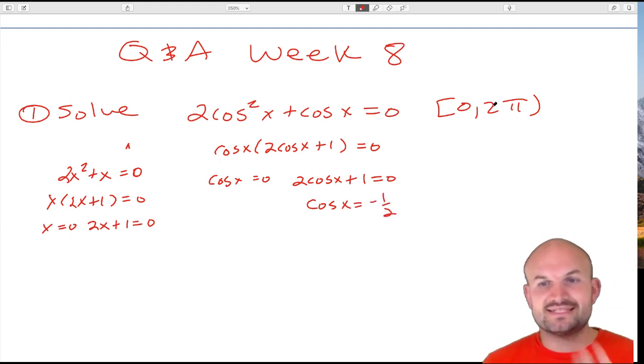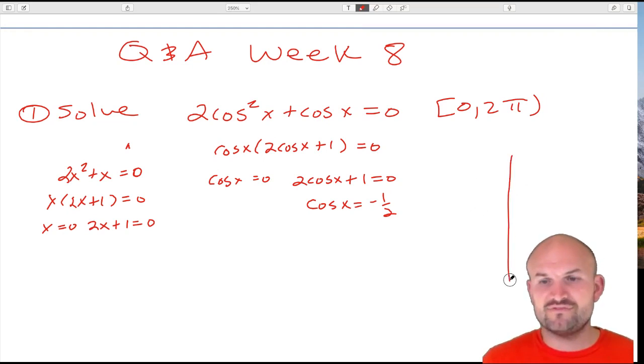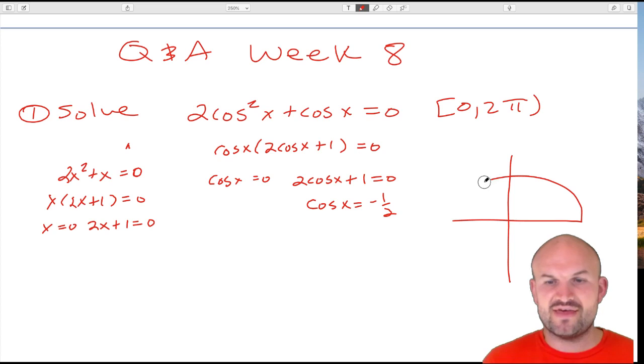All right, so I said on the interval 0 to 2 pi, which is basically going to be the unit circle. So let's go ahead and just find the values that are going to satisfy that. So that's a bad kind of unit circle. Let's do it again.